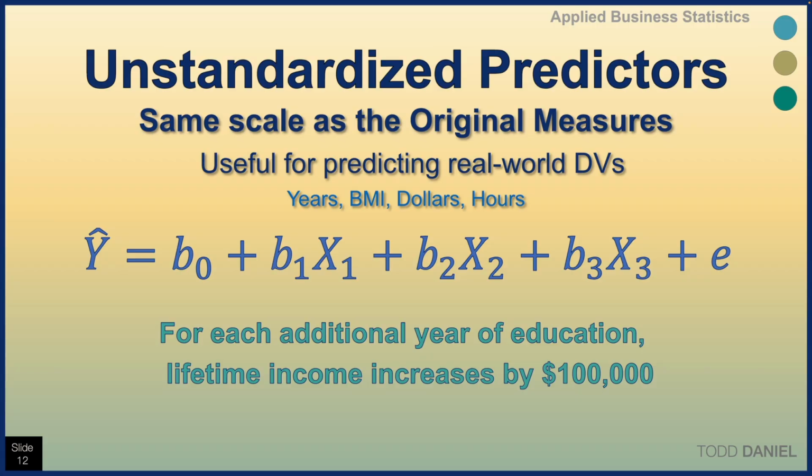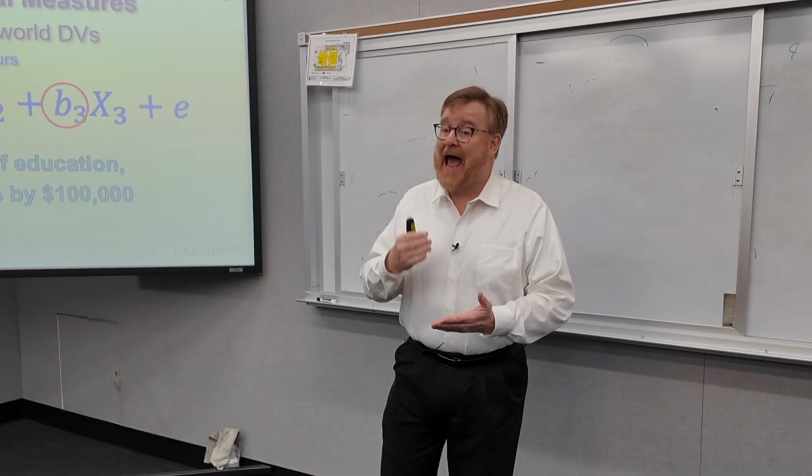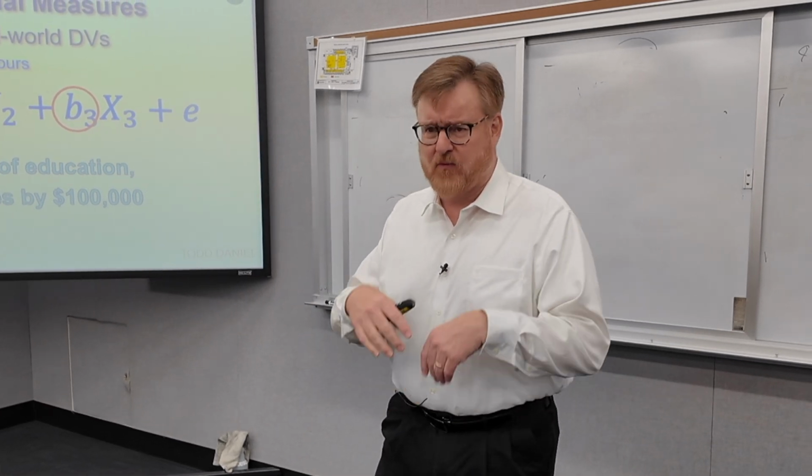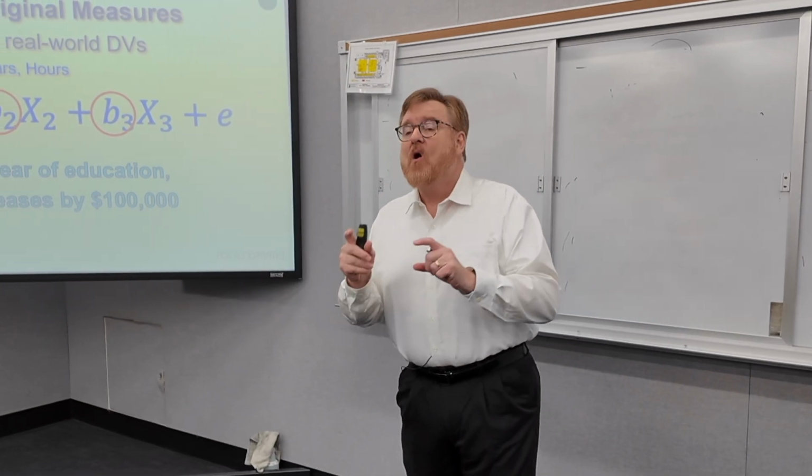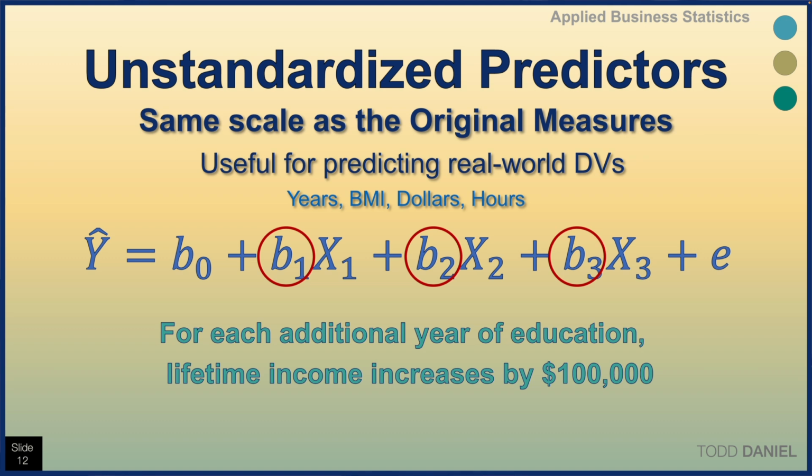Now, the second thing that we're going to discover in our model are these unstandardized predictors. We know they're unstandardized because they are indicated by the lowercase b, b sub 1, b sub 2, b sub 3. We're going to report unstandardized predictors for our model. The reason we're going to do that is because they're in the same terms as the thing that we originally measured. So for instance, if we're measuring something about education and something about dollars of income, when we say something like, for each additional year of education, lifetime income increases by $100,000, that is meaningful. That is interpretable. You can understand that.